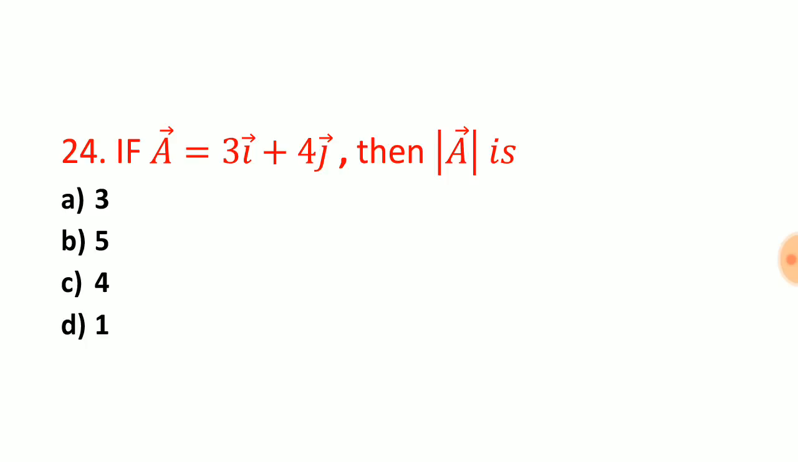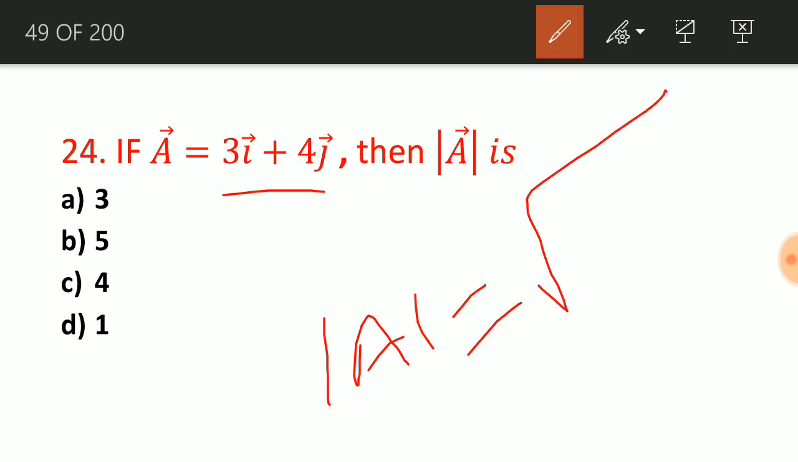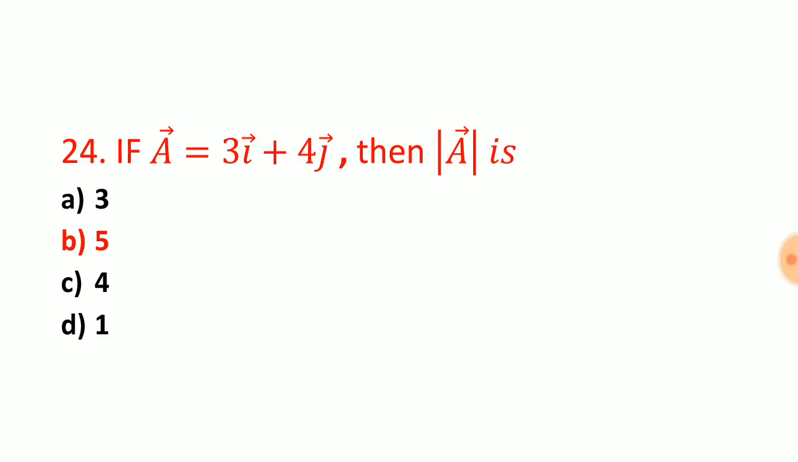Question number 24. If A is this vector, then A magnitude is. Magnitude of A is root under coefficient of i square plus coefficient of j square, that is 9 plus 16, that will finally give us 5. 5 is in option choice B. So option choice B is the correct answer for question number 24.